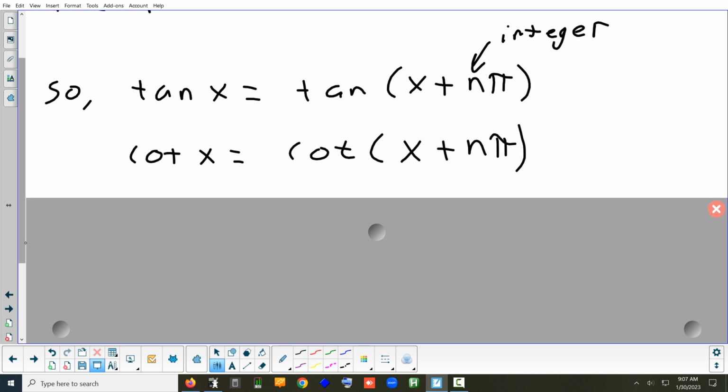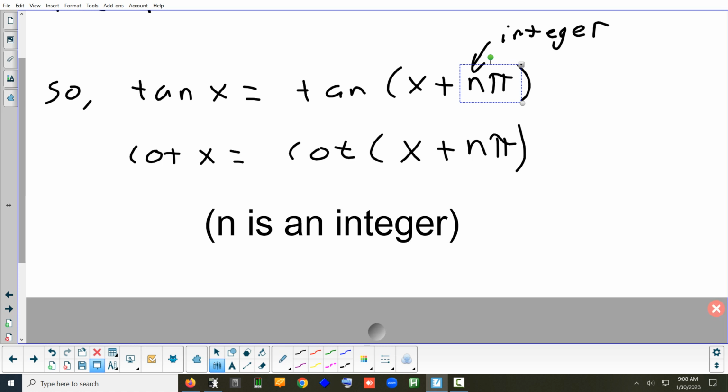So does n represent the cycle or does pi represent the cycle? N represents how many cycles, and pi represents the length of each cycle. But n specifically represents how many cycles. Think of n as like, it's an integer. It's a number that's not a decimal. It's like going to the store to buy a can of paint. You either buy a can of paint or you don't buy a can of paint. You can't buy 1.2 cans of paint. If every can is the same size, you buy the can, you don't buy the can. You can't buy half a can.